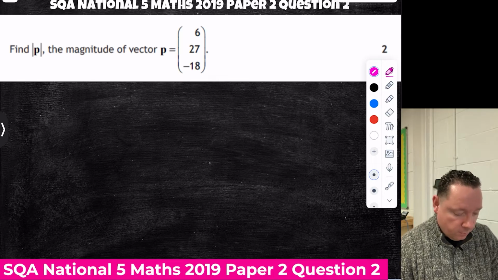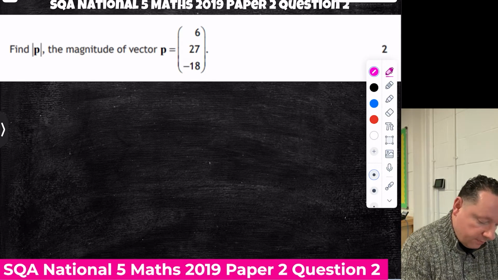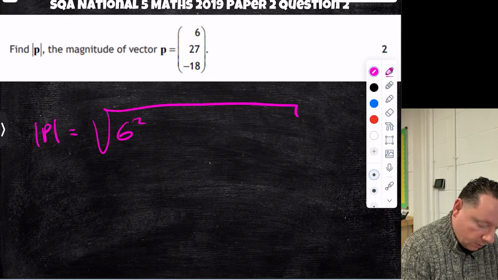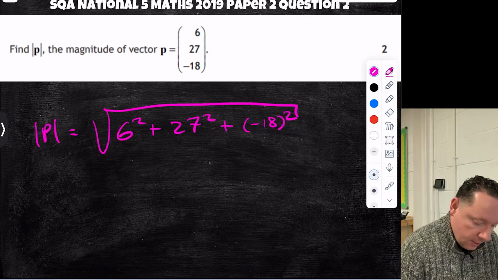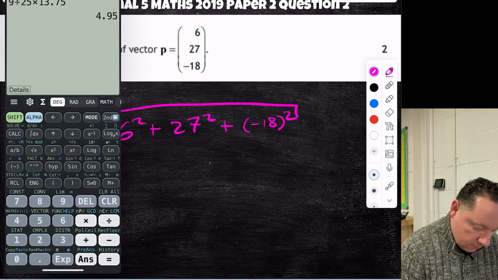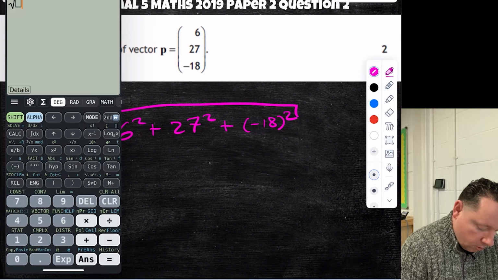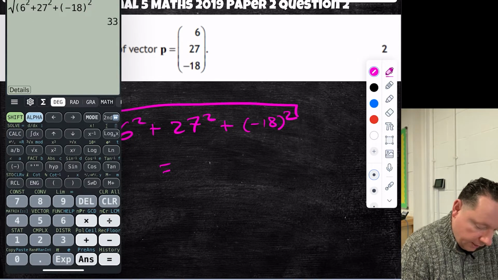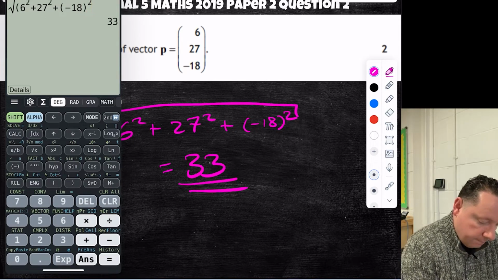SQA National 5 Maths 2019 Paper 2 Question 2. Find the magnitude of vector P. So magnitude is just like Pythagoras. I just square each number and square root them. 6 squared plus 27 squared plus minus 18 squared. Square root of 6 squared plus 27 squared plus minus 18 squared is 33, and we're done there.